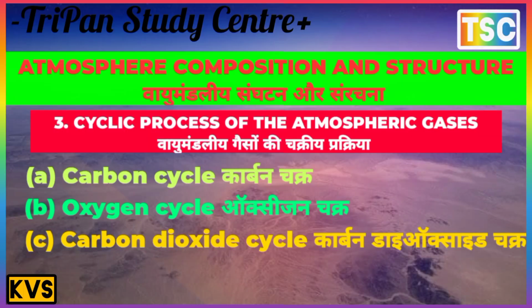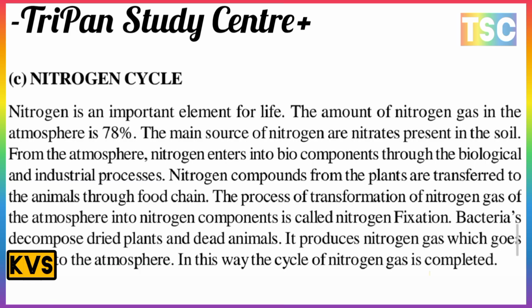The next important topic here is the nitrogen cycle. The nitrogen cycle is the most important here. Nitrogen is an important element of life. The amount of nitrogen gas in the atmosphere is 78%. This is the maximum amount present in our atmosphere. The main source of nitrogen is the nitrate present in the soil.